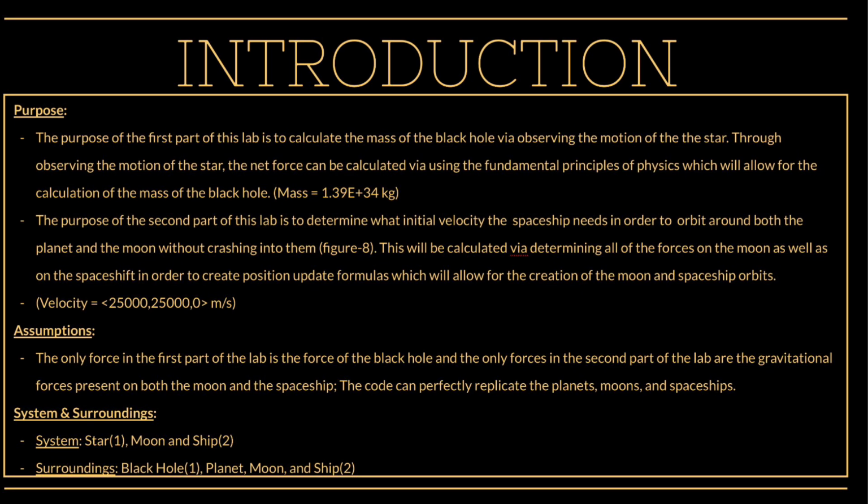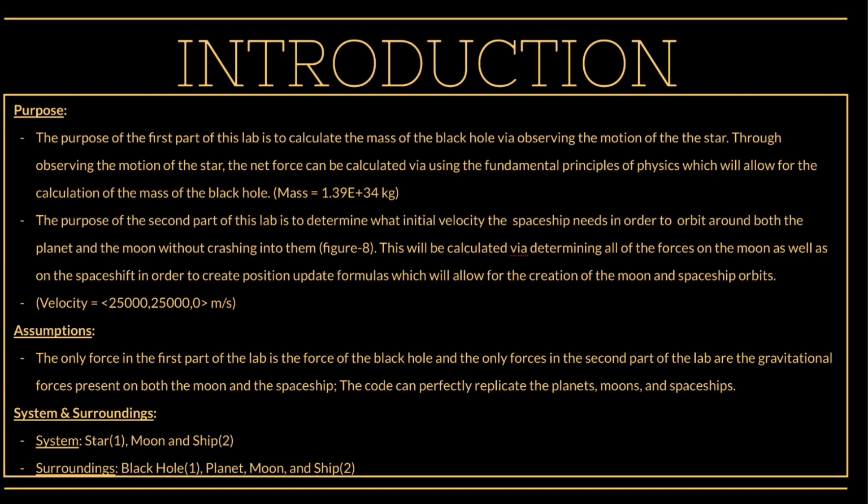The purpose of the second part of this lab is to determine what initial velocity a spaceship needs in order to orbit around both a planet and the moon without crashing into them. This will be calculated by determining the forces on the moon as well as all the forces on the spaceship in order to create position update formulas which allow for the creation of their orbits. And this ideal velocity was found to be 25,000 meters per second.